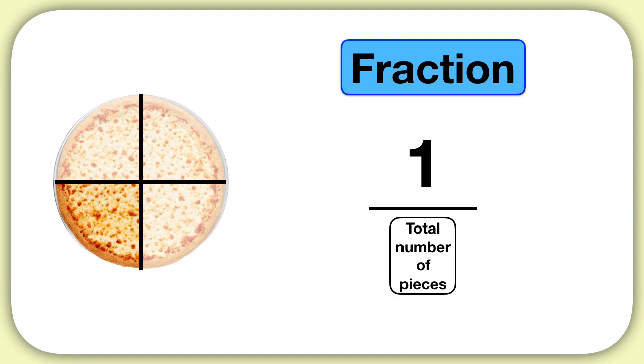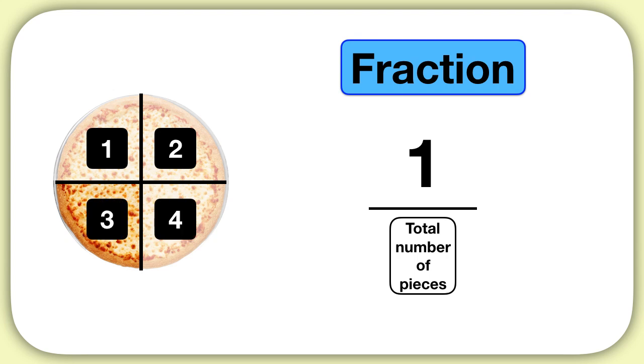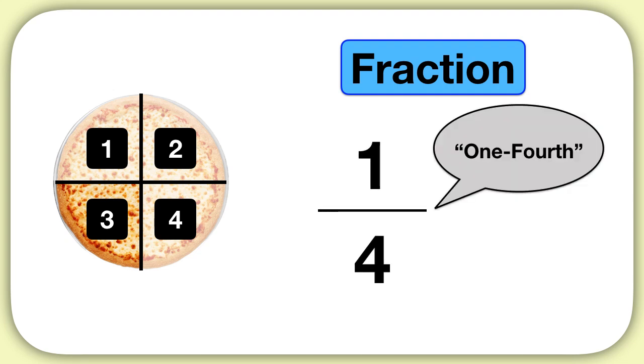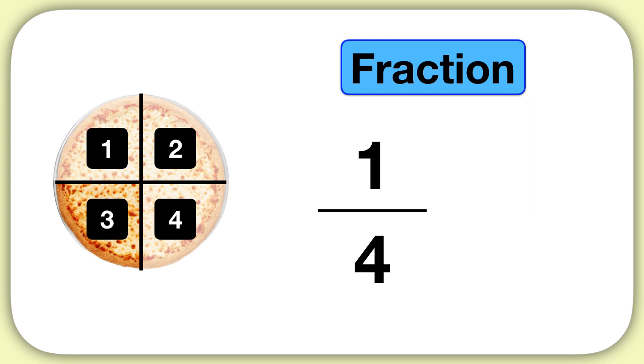So we could see a full pizza would have 1, 2, 3, 4 pieces. So we take that number 4 and put it on the bottom. And there we have a fraction. We read this as 1/4. Now before we go on, there's also some vocab you should know about fractions. We call the number on top the numerator, and we call the number on bottom the denominator.